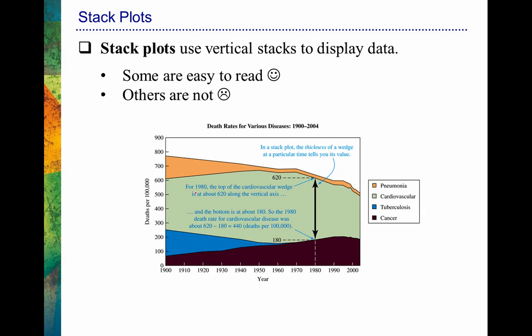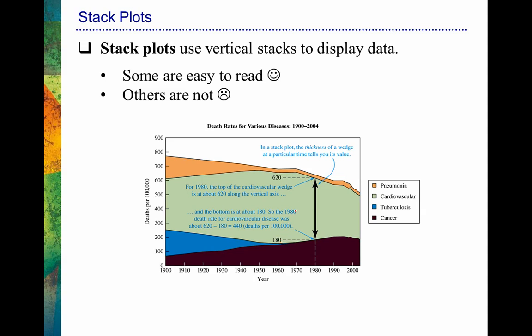Here's an example. It's saying for 1980, the top of the cardiovascular wedge is about 620 along the vertical axis. So right here equals about 620. And then right over here, it says the bottom is at about 180. So if we wanted to compute how many people were dying of cardiovascular diseases in 1980, we need to take 620 and subtract 180. I'm not sure that's something that consumers of that information really want to do in their graphs.